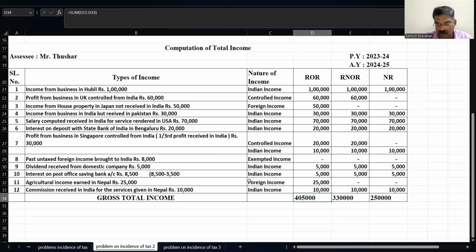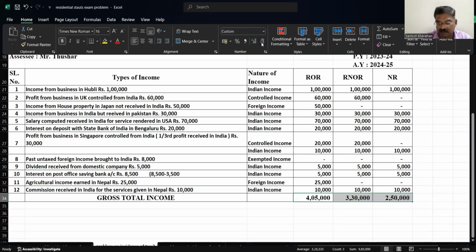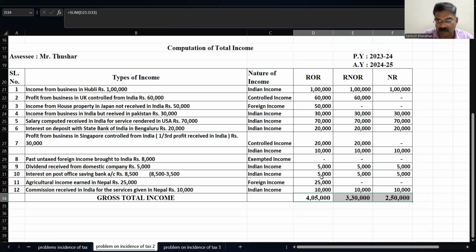So, okay, children, we got the amount. I'll just put it down with a comma. So, okay, children, this is the total we got: in case of resident and ordinary resident, 4,05,000. In case of RNOR, that is resident but not ordinary resident, we have 3,30,000. And in case of a non-resident, we have 2,50,000. So this is related to the second problem. This is a very important problem related to the BCom examination.